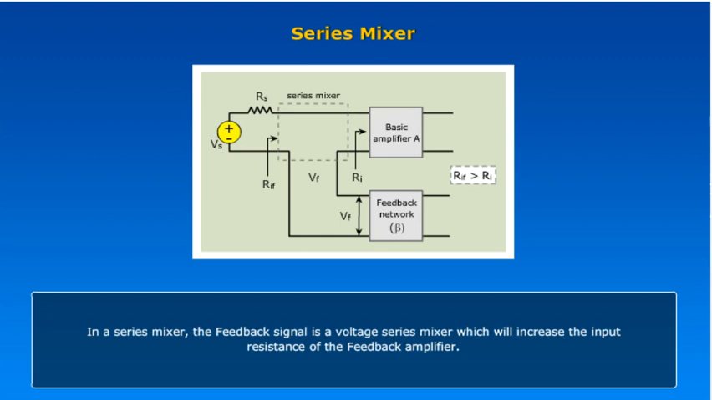In the series mixer, the feedback signal voltage is mixed in series, which will increase the input resistance of the feedback amplifier, like this. In this series mixing condition, the signal source must be a voltage source. Here we have the series mixer connection. This is the series mixer. So the signal source must be the voltage source when we are using the series mixer.